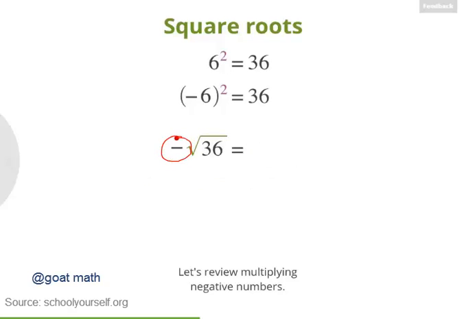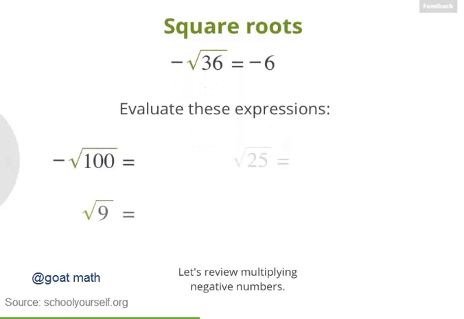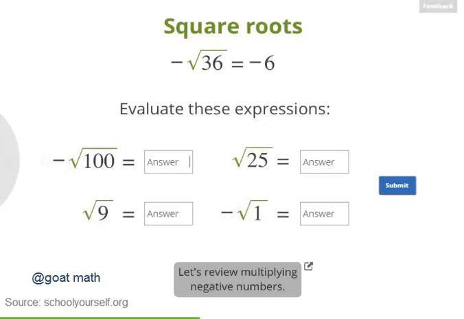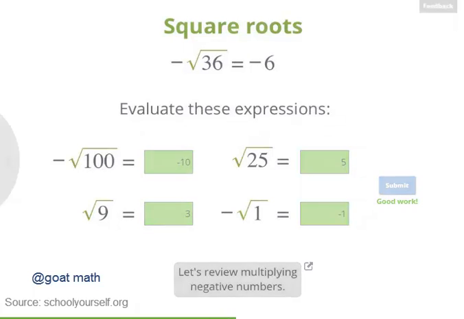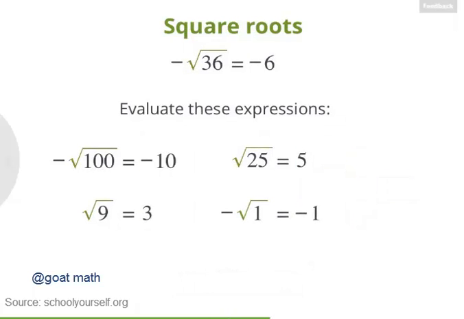Now sometimes you'll see a minus sign in front of the square root. So this is the square root of 36, and then you're making it negative. So this equals negative 6. Next, try evaluating these expressions, some of which have minus signs in front. Excellent work. So here are the answers you found. Next, we'll combine squares and square roots.